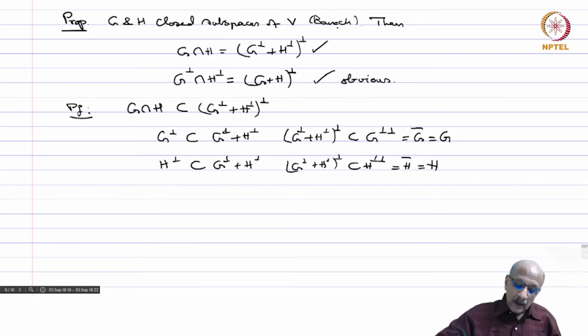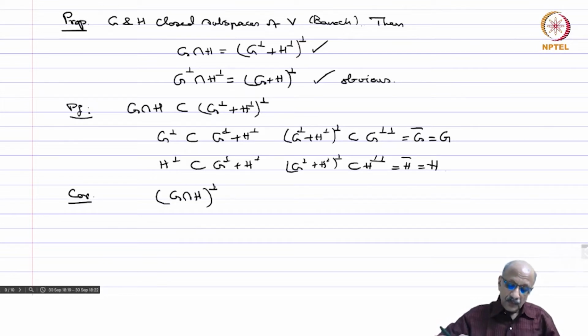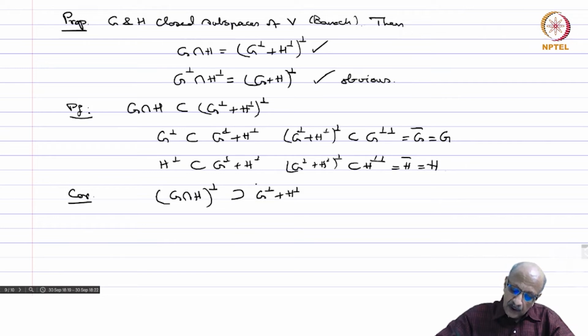Okay. Now you combine these two with the preceding observations, and we get the following corollary. (G intersection H) perp. So if I take the perp of this, it contains (G perp plus H perp) double perp. So this contains (G perp plus H perp) double perp, but this is a subspace of V star, so it contains the closure of G perp plus H perp.